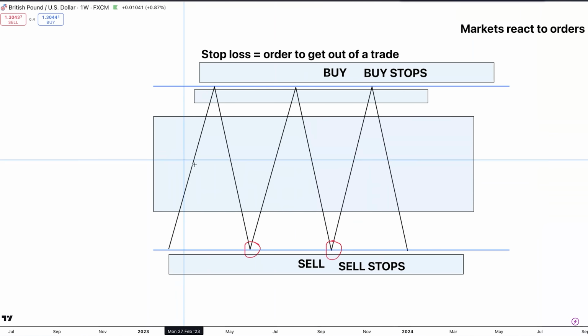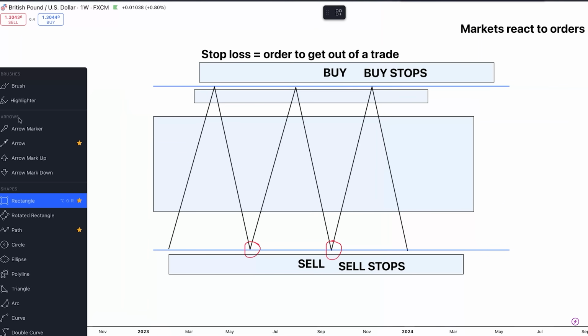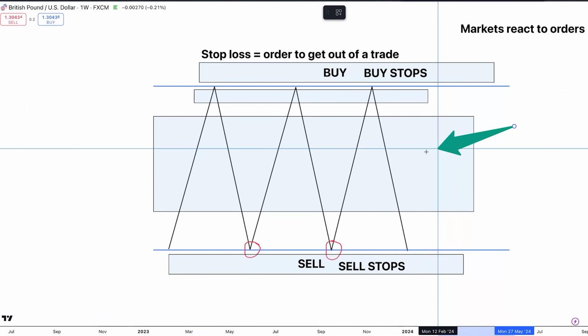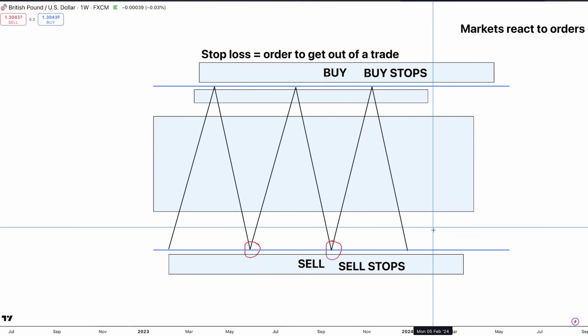Now, inside of the range, so inside of this area here, there isn't going to be a huge amount of buying or selling taking place, because it's simply not an optimal point to get into a trade. If you're looking to buy through this range, you're not really going to buy in the middle here, because your targets are not going to be great. Instead, you'd be looking to buy at the lows.